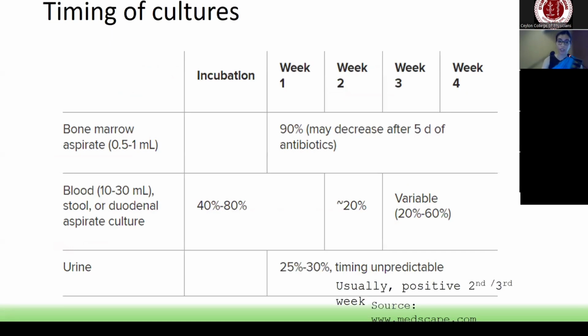So regarding the timing of the cultures, the bone marrow is not usually positive during the incubation period, but is positive during the first week and afterwards. The blood culture is most positive during the incubation period and the first week, and the urine culture is usually positive by the second or third week and has limited sensitivity of 25 to 30%.